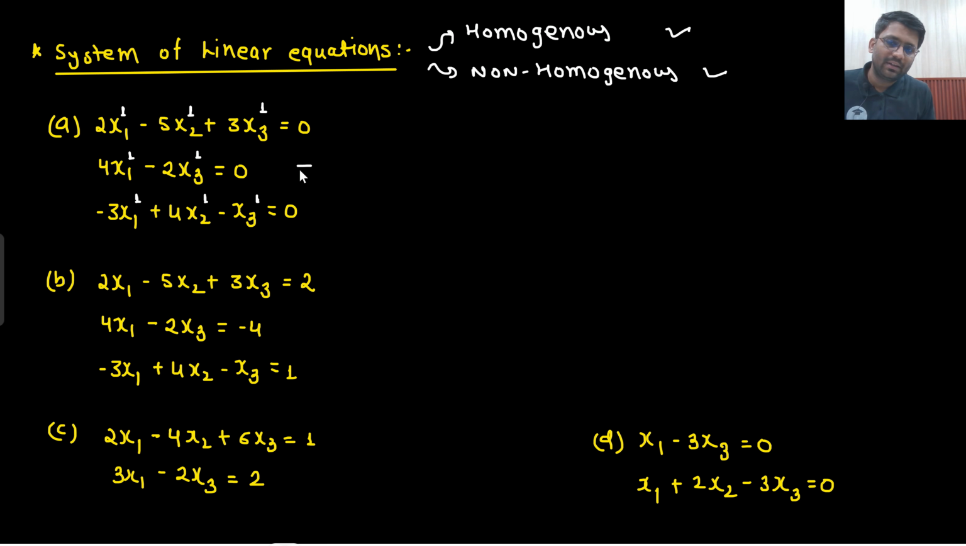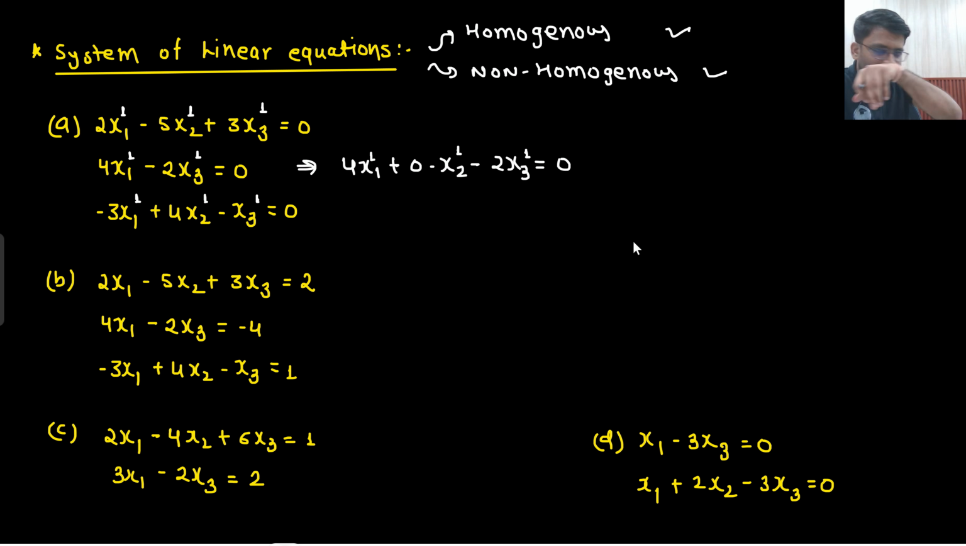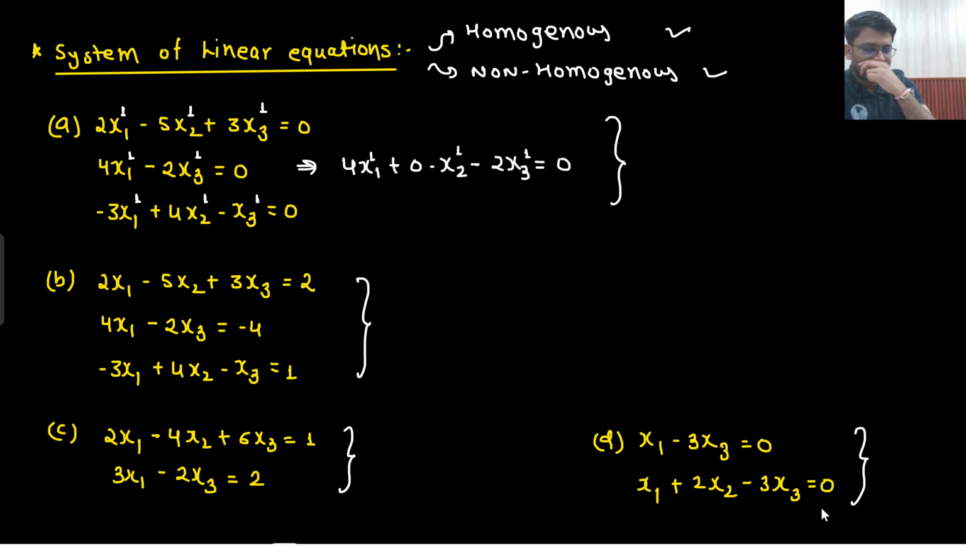And how could this be written? This could be written as 4x1 plus 0x2 minus 2x3 equals 0. So maximum power 1, 1 and 1. So when the maximum power of the variable is 1, it is known as a system of linear equations. Understandable? So this is a system of equations and it is a system of linear equations as well. This is also a system of linear equations, and this too.